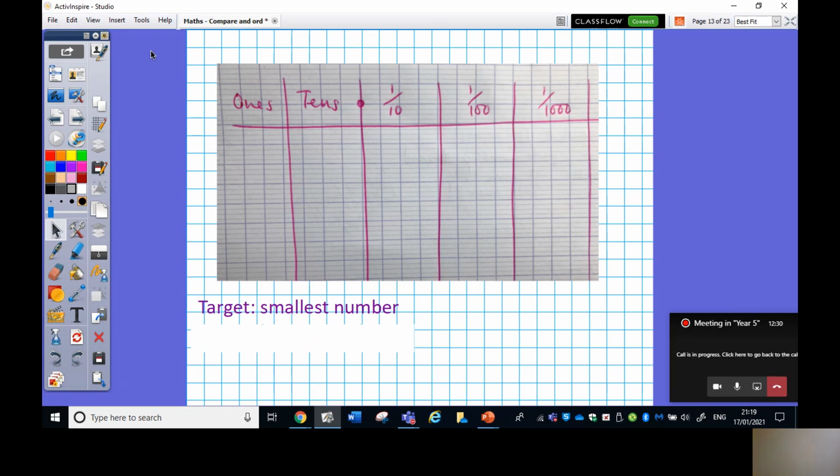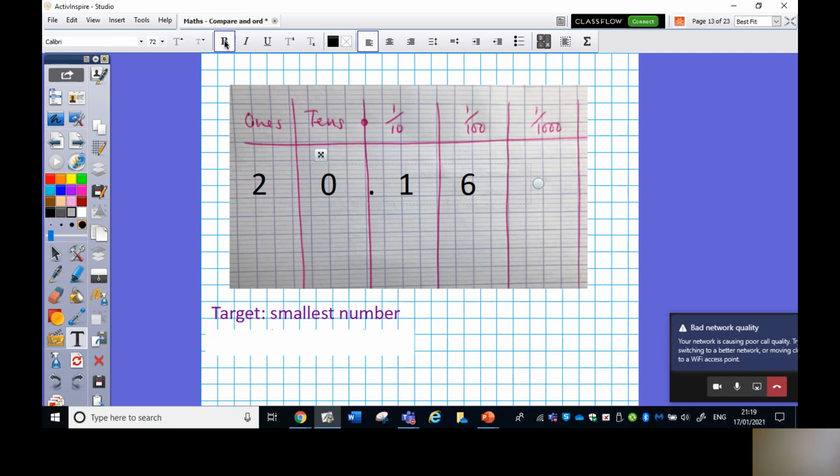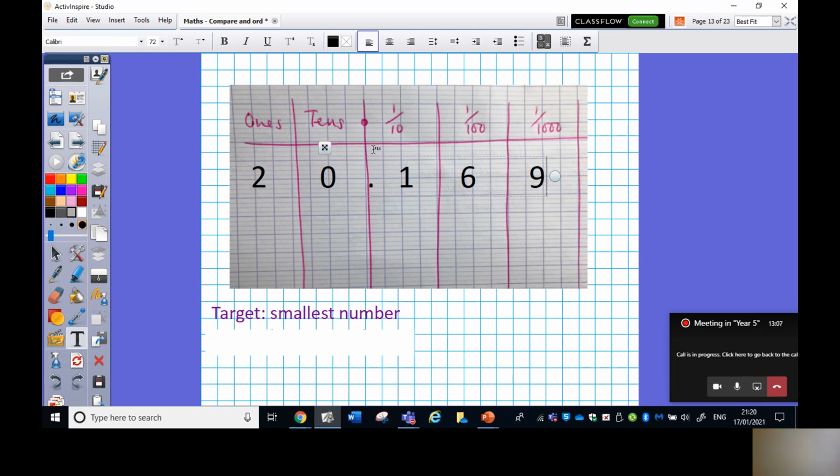Right. So what did you get? I'm going to type in what I got so we can compare. Let's see. You ready? So I got 20.169. Who won? Okay, let's try a second time.